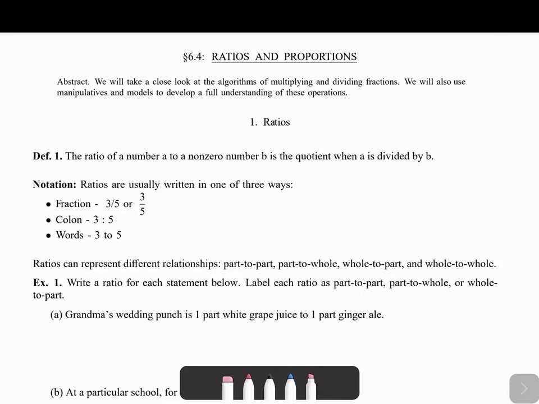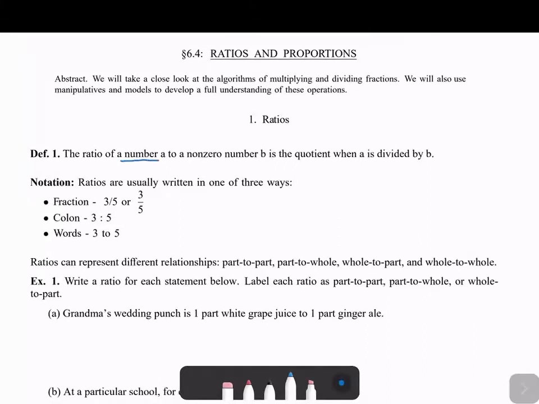So what is a ratio? A ratio is a comparison between a number A to a non-zero number B, and it's just the quotient when A is divided by B. And it's written in different ways. It's written as a fraction, and when we write it as a fraction, it's really easy to see why it's a quotient, because fractions imply division.